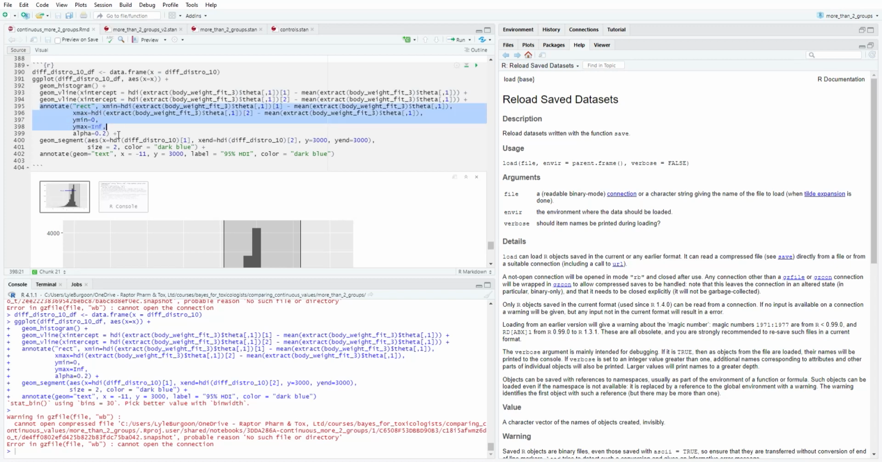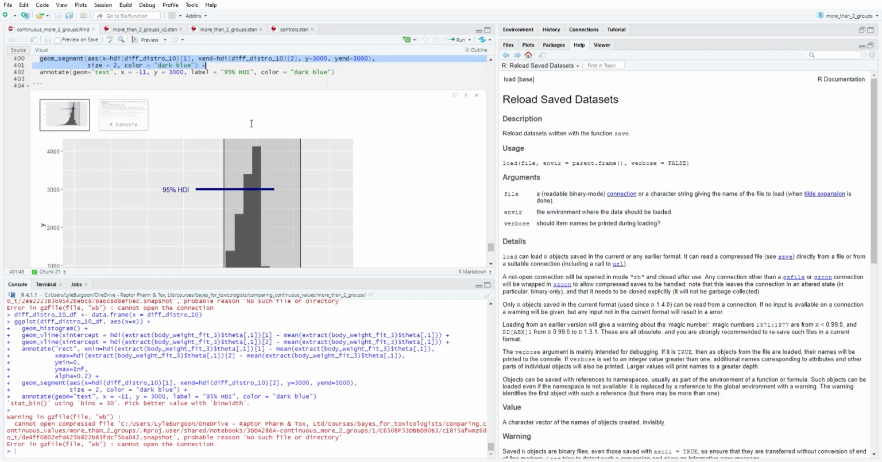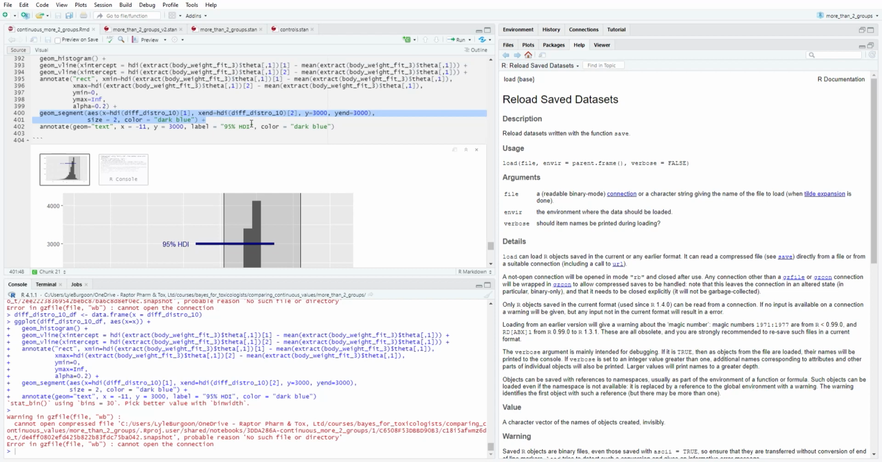So this is how we make that rectangle, right? That's what this rect means, is we're going to make a rectangle. And I tell it where I want the different parts of the rectangles. So the X min, X max, Y min, Y max. So it's basically just the rope lines again, right? Nothing different there. Geom segment. This is new. You haven't seen this before. Everything else you've seen prior to this, you've seen before. This is new.